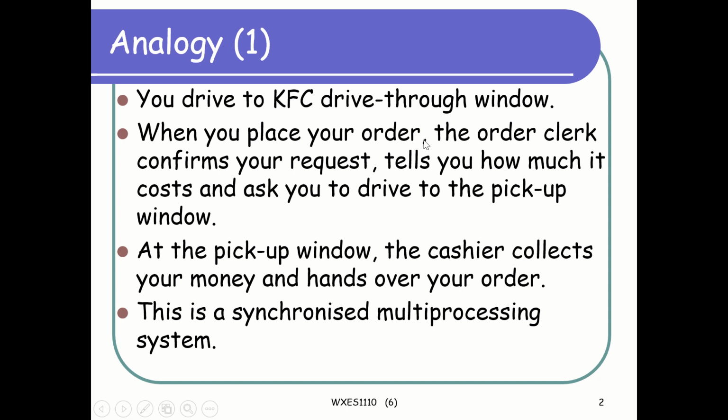When you place your order, the order clerk confirms your request, tells you how much it costs, and asks you to drive to the pickup window. When you order, you can see from the screen whatever you order, the clerk will enter your order, together with the total price. At the pickup window, the cashier collects your money and hands over your order, either by card or cash. Then you check your order is correct, and then you drive to your home or somewhere else. This is called a synchronized multi-processing system.